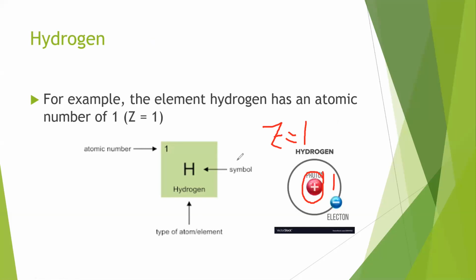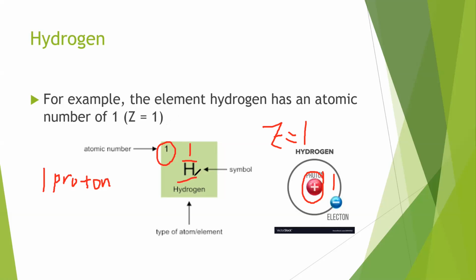Now, if you look at a periodic table, the atomic number is usually on the right, or sometimes it's right here. It basically tells you how many protons are in a given element. So for each hydrogen atom, there's always one proton. And then here's the atomic symbol, which we talked about earlier.